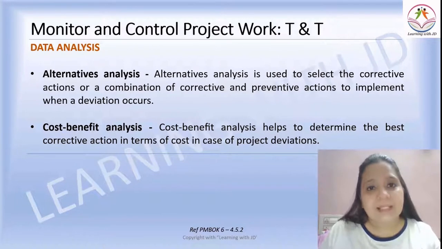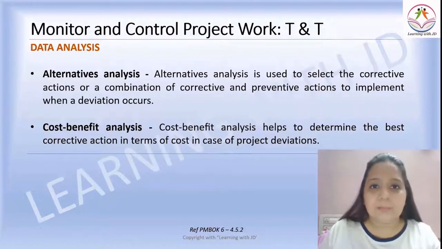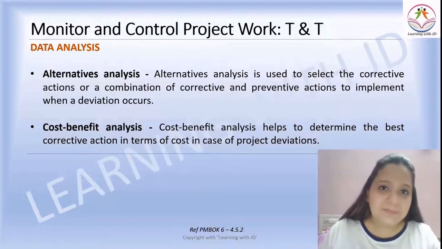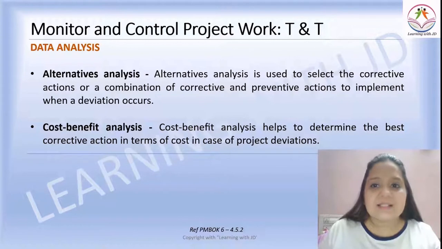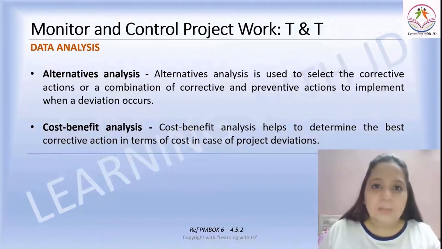So you may also do some data analysis techniques. Some of the data analysis techniques that can be a part of monitor and control project work are alternative analysis. What do you mean by alternative analysis? Alternative analysis is used to select the corrective action, or a combination of corrective and preventive actions, to implement when a deviation occurs. In case a deviation has occurred in your project in terms of your scope, your cost, your schedule, anything, alternative analysis as a technique can help you create a scenario where a corrective action can be taken, or a combination of corrective and preventive action can be taken.